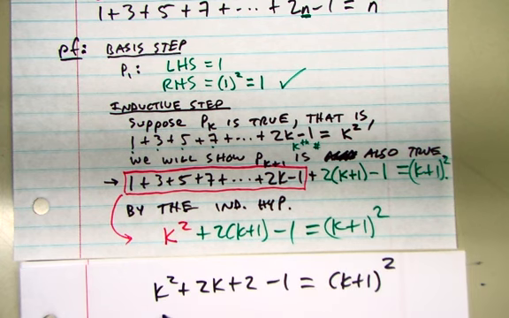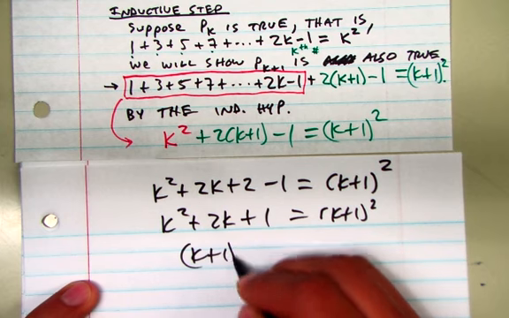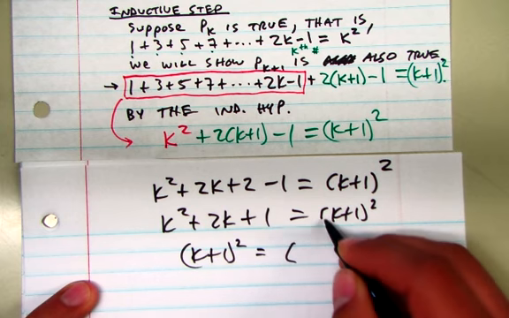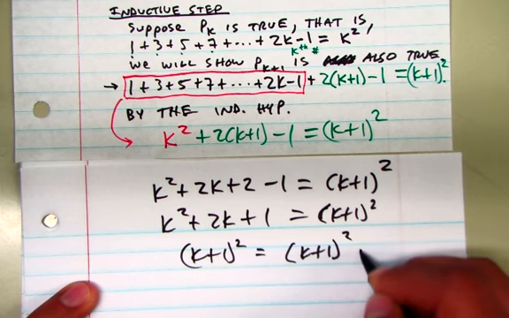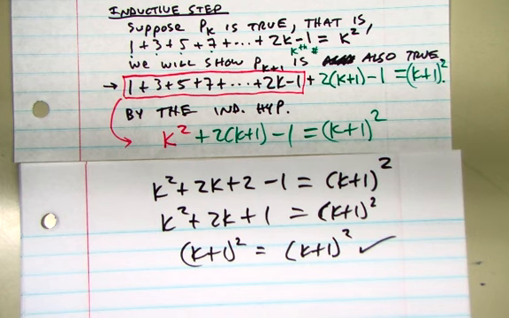What do we get on the left? 2k plus 1, which is actually exactly the right-hand side. Do you guys see how that worked? Okay, so that's the inductive step. We've now shown that, hey, the first k things add up to k squared. If I add in one more term, it does equal k plus 1 squared.